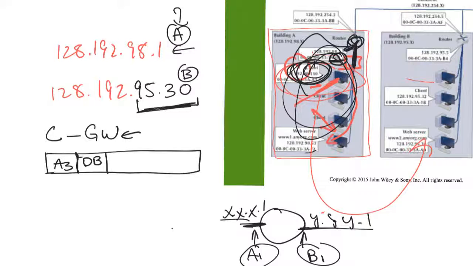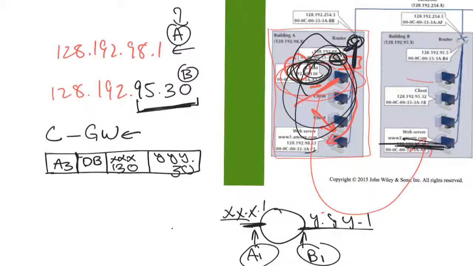The source IP address in this case will be the client, which is xxx.130. The destination IP address will be YYY.30, which is the IP address for the web server in building B.